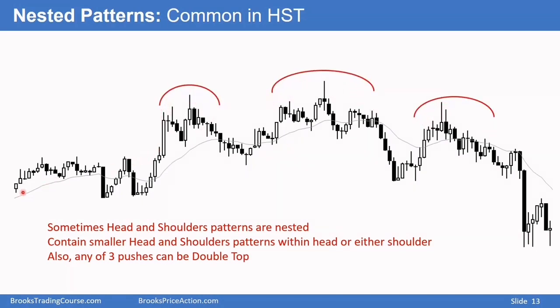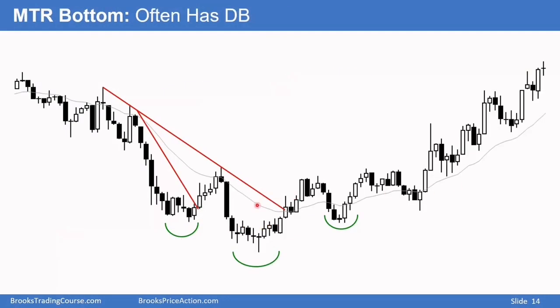Here we have a head and shoulders top, a weak bull trend, left shoulder, head, right shoulder. But look at that left shoulder. Within it, there's a smaller head and shoulders top. Hard to see the right shoulder, but there it is. And look at the head. Left shoulder, head, right shoulder. So there's a small head and shoulders top nested within the head of a larger head and shoulders top. And the right shoulder itself subdivides into a smaller head and shoulders top. Left shoulder, head, right shoulder. Very common to see nested patterns in head and shoulders patterns. Head and shoulders bottom, left shoulder, head, right shoulder.